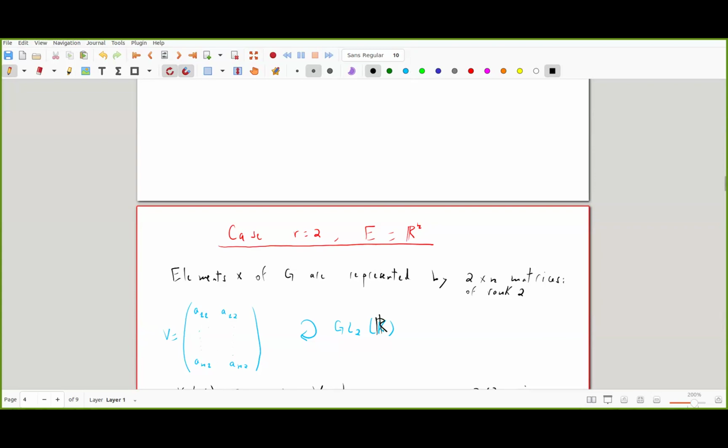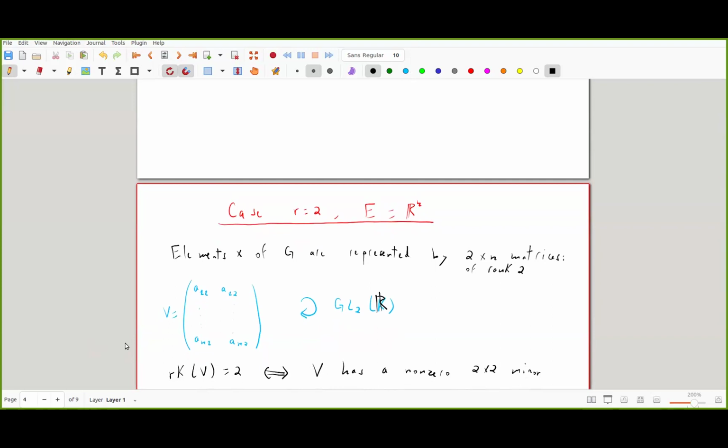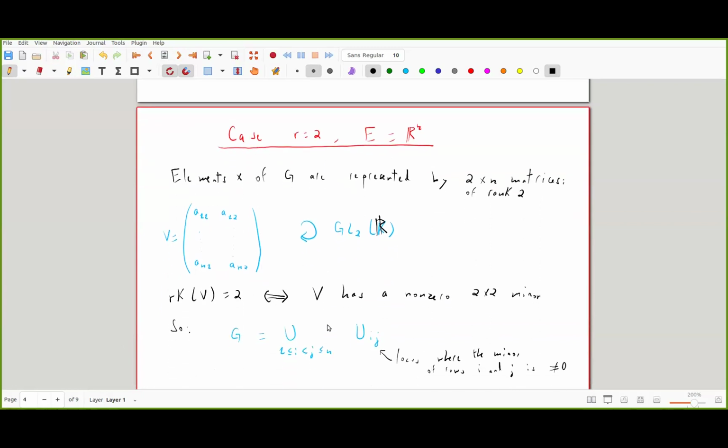So the equivalence relation is just that you can multiply these matrices on the right by elements of GL_2(R), and that gives you the equivalence relation. This is doing linear combinations of these vectors. And so the rank 2 condition means that this 2 by n matrix has a non-zero 2 by 2 minor. So the minors, that means you choose a square submatrix of size 2, so basically you choose 2 columns of the matrix. The minors are indexed by i and j, two numbers between 1 and n. And the set where the minor indexed by ij is non-zero, I will call U_ij.